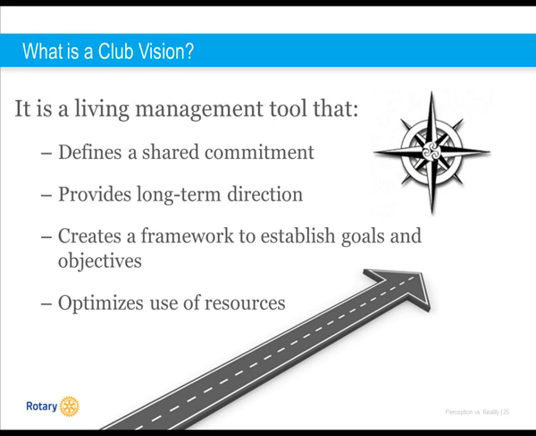elements and resources that celebrate and centralize the thoughts and uniquenesses of your club, that's when it creates a framework to establish goals and objectives. This management tool will then allow that year-over-year cycle and optimize the use of resources. Your resources are your people, and your people need to be pulling in the same direction.